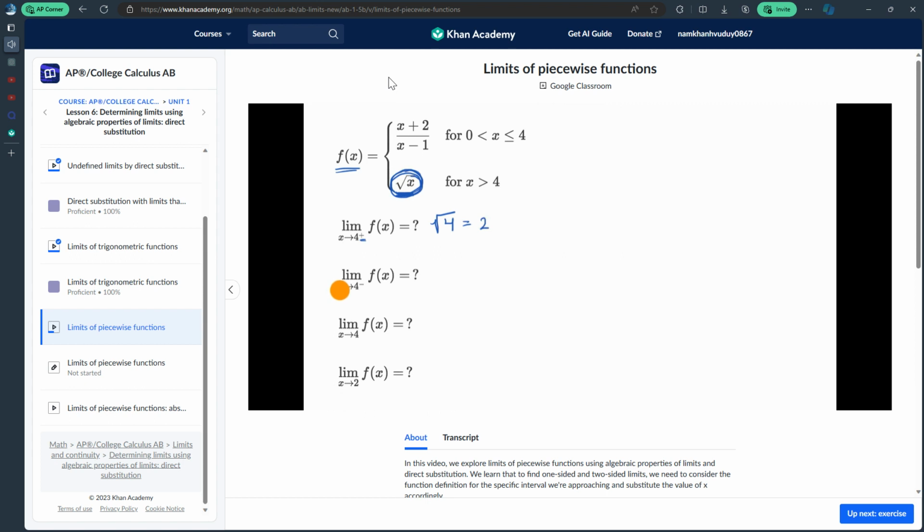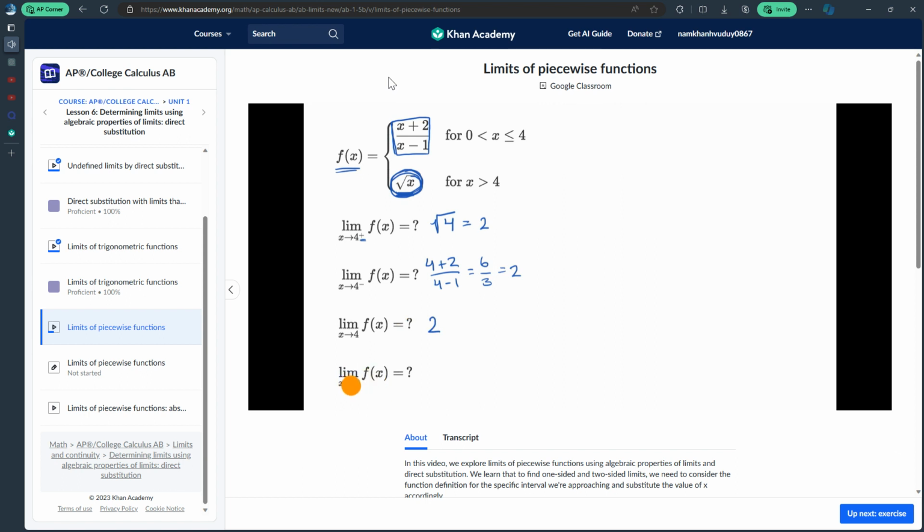Now, what about our limit of f of x as we approach 4 from the left? Well, then we would use this part of our function definition. And so this is going to be equal to 4 plus 2 over 4 minus 1, which is equal to 6 over 3, which is equal to 2. And so if we want to say what is the limit of f of x as x approaches 4? Well, this is a good scenario here because from both the left and the right, as we approach x equals 4, we're approaching the same value. And we know that in order for the two-sided limit to have a limit, you have to be approaching the same thing from the right and the left. And we are, and so this is going to be equal to 2.